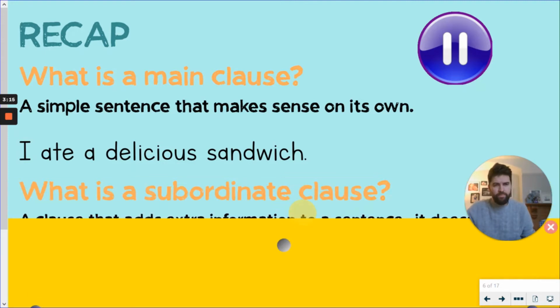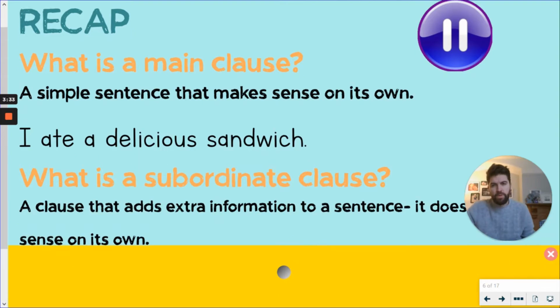The second area I want to recap then is one that I used in my previous slide about complex sentences, a subordinate clause. What is a subordinate clause? Pause here and see if you can think of an example and a definition.